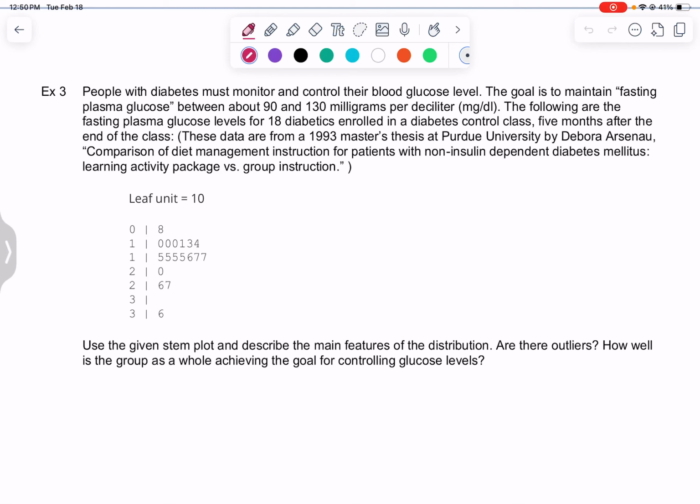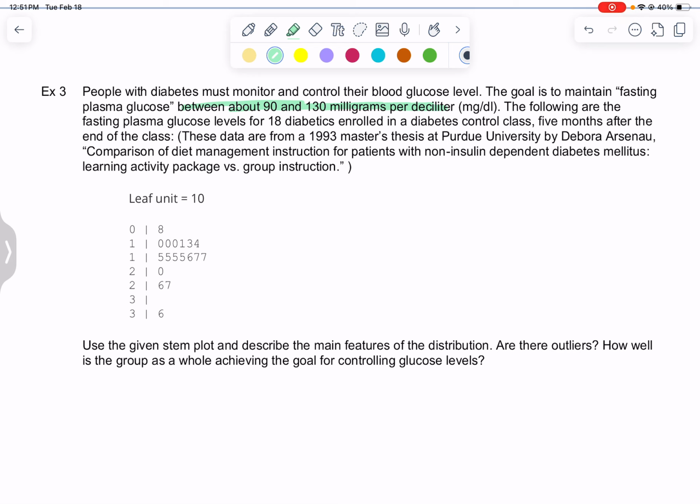Example 3. Let's look at a stem leaf that's already given, because our real goal is to master interpreting graphs, not necessarily making them. People with diabetes are monitoring their blood glucose level in this study, and their main goal is for their fasting glucose to be between 90 and 130 milligrams per deciliter. Whether we fully understand it or not, we'll try to interpret this from the graph. We had 18 patients, and we recorded their data in this stem leaf.